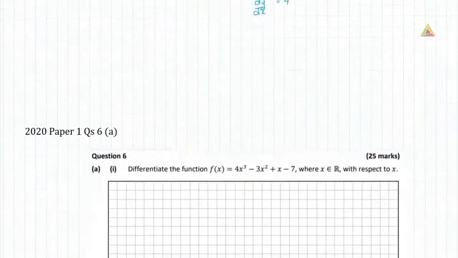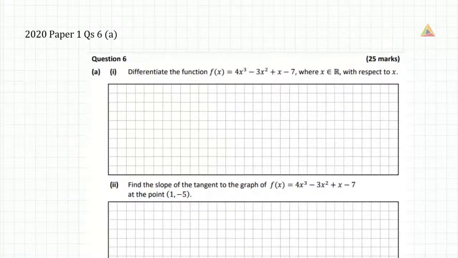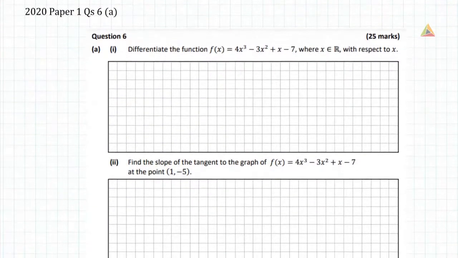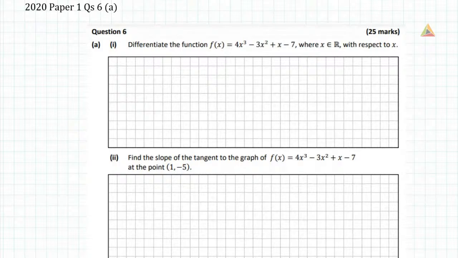So the first example that we're going to look at here is 2020 paper 1, question 6, part A. So question 6, part A says differentiate this function where x is a real number with respect to x. So this with respect to x just means that I'm looking at the x's and I'm going to be identifying their powers. So to identify the highest power, I see I've got a cube here, I have a square here, and this x doesn't have one, so I'm going to write in a 1.